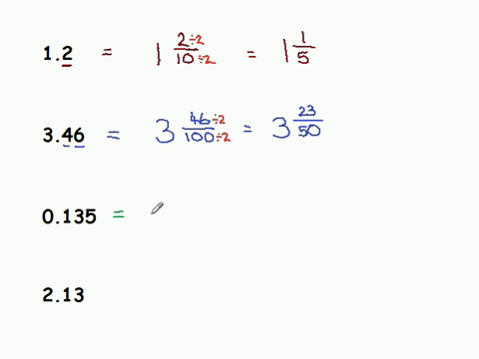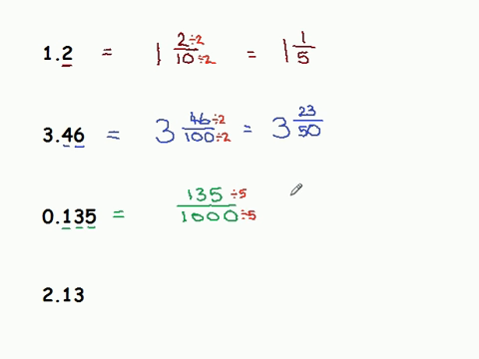0.135. It's a slightly more challenging task here. Now there's no whole number. There's 1, 2, 3 zeros down the bottom for 1,000. And we've got 135 on top. Alright, now they're not both even numbers, so we can't divide by 2, but they are both in the 5 times tables, so we can divide both of these numbers by 5.